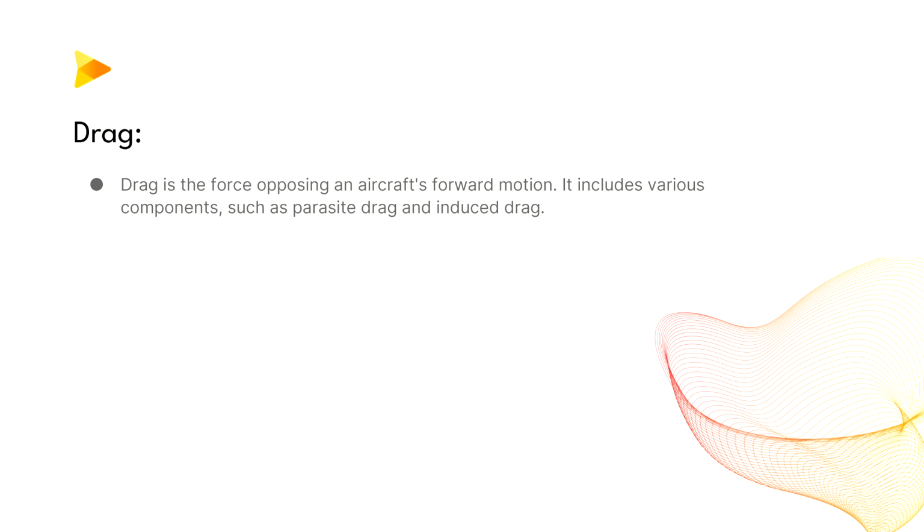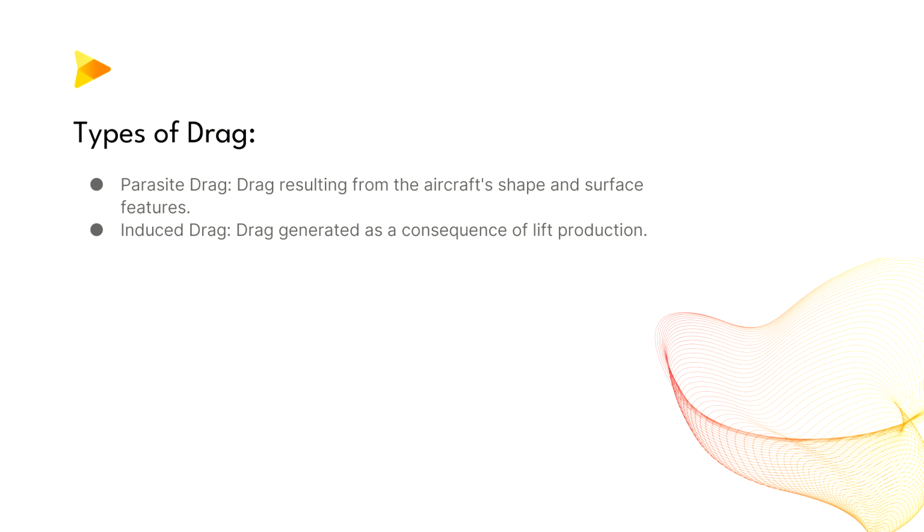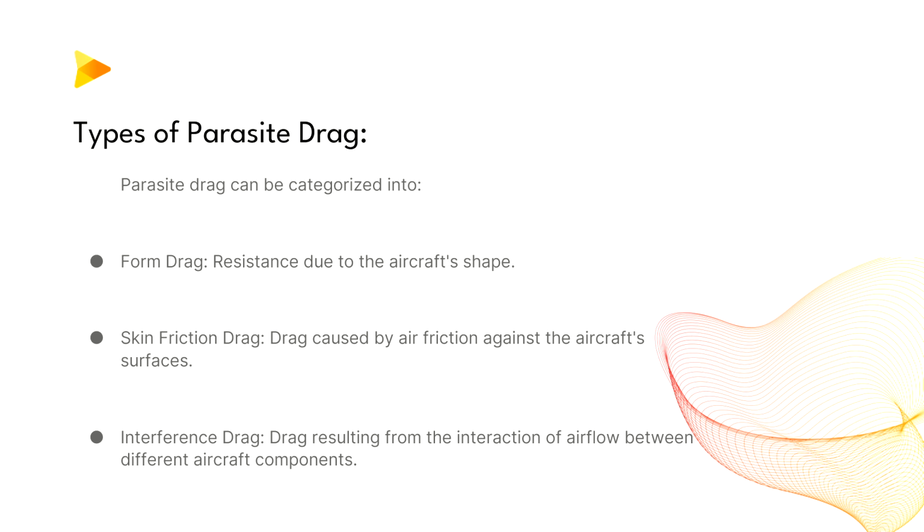So drag, it is the force opposing an aircraft's forward motion. It includes various components such as parasite drag and induced drag. So we have here two types of drag. Parasite drag, resulting from the aircraft's shape and surface features, and induced drag, generated as a consequence of lift production.